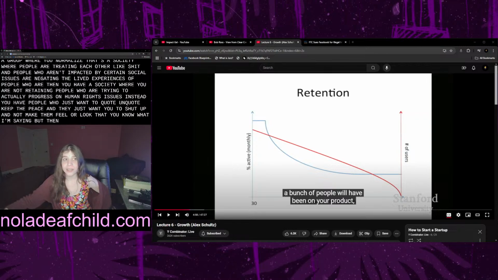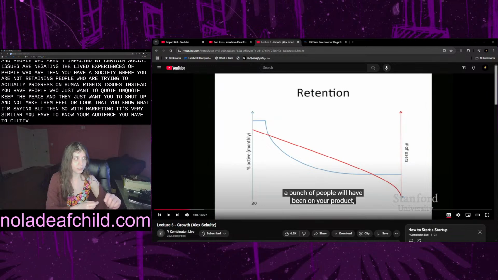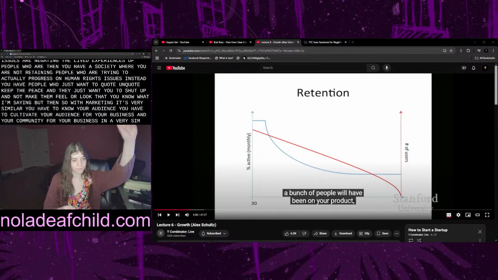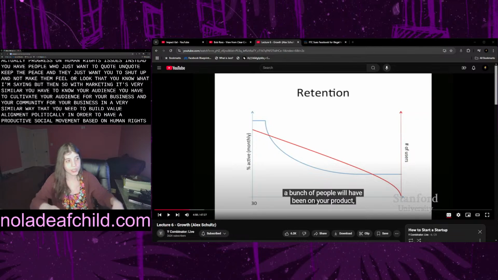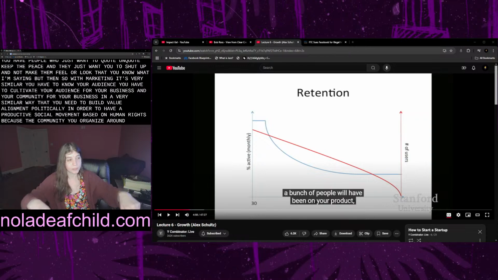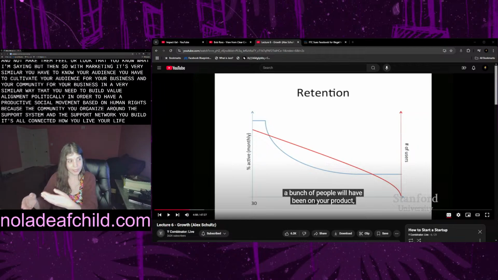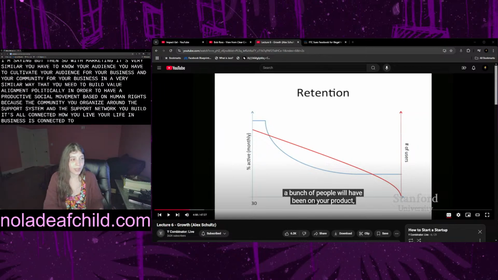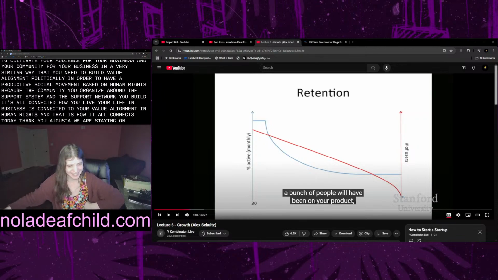But with marketing, it's very similar. You have to know your audience. You have to cultivate your audience and your community for your business in a very similar way that you need to build value alignments politically in order to have a productive social movement based on human rights. Because the community you organize around, the support system and the support network you build, it's all connected. How you live your life and business is connected to your value alignment in human rights. And that is how it all connects today. Thank you, Augusta. We are staying on topic.